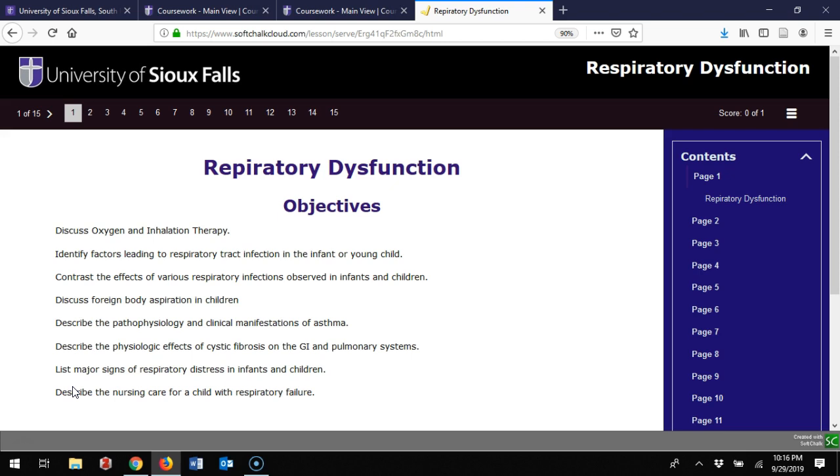We're going to talk about some of the factors leading into respiratory tract infections within infants and children. We're going to talk about the effects of those respiratory infections. We're going to talk about foreign body aspiration in children. We'll talk about asthma. We'll talk about cystic fibrosis. We'll talk about respiratory distress. And then finally, we're going to talk about respiratory failure. So leading into page 2.